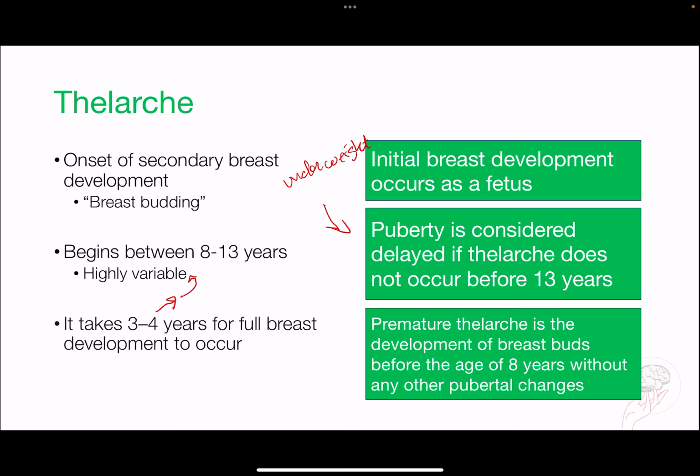There's also premature telarchy, which is when the development of breast buds occurs before the age of 8 years without any other pubertal changes. And this is more common than you would think. And this particularly happens in kids that are around 2 years of age. They may have some what would be considered breast development, but it actually will wax and wane. So it'll increase and then it'll decrease, and then it generally will even back out around the age of puberty.